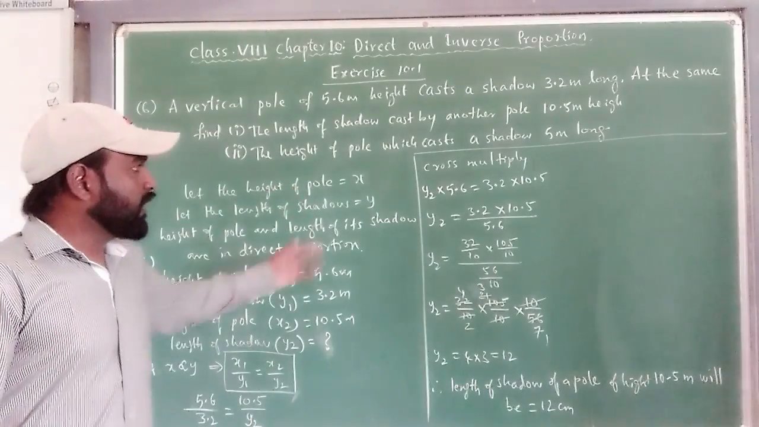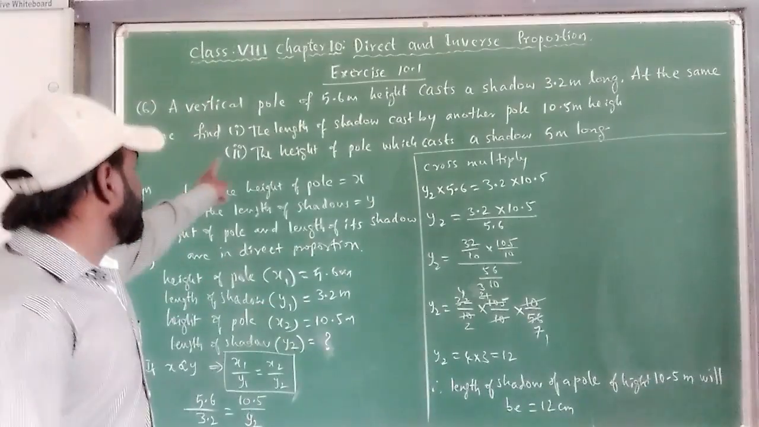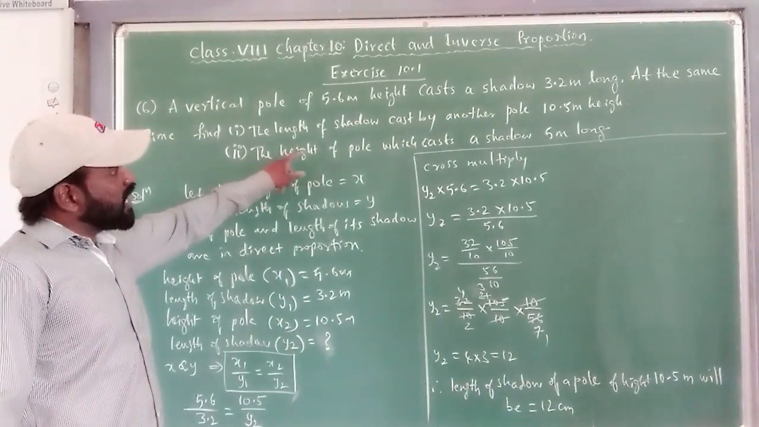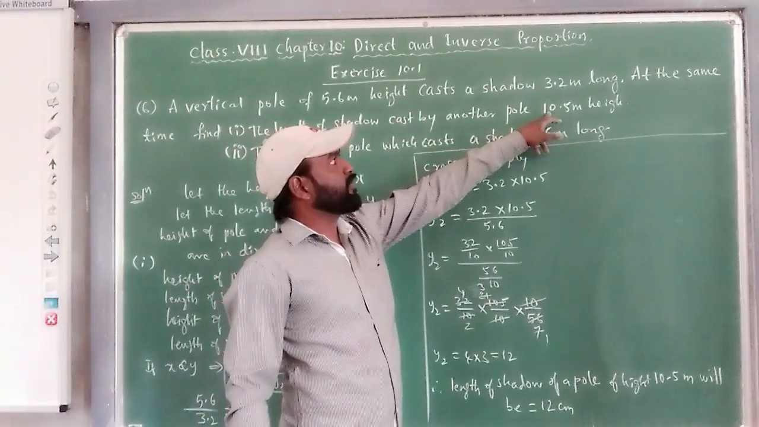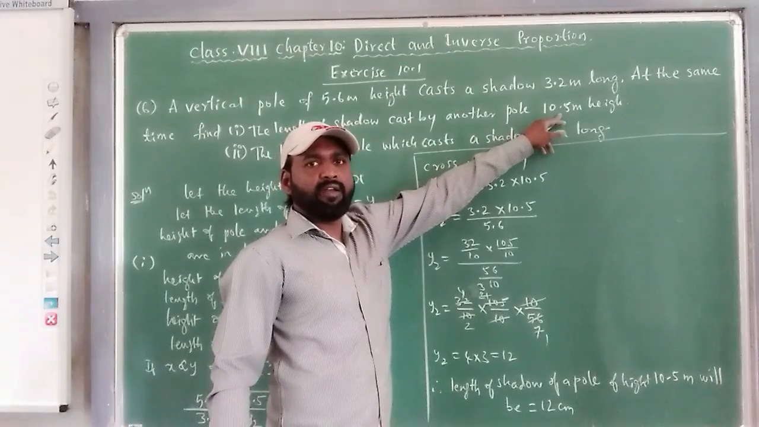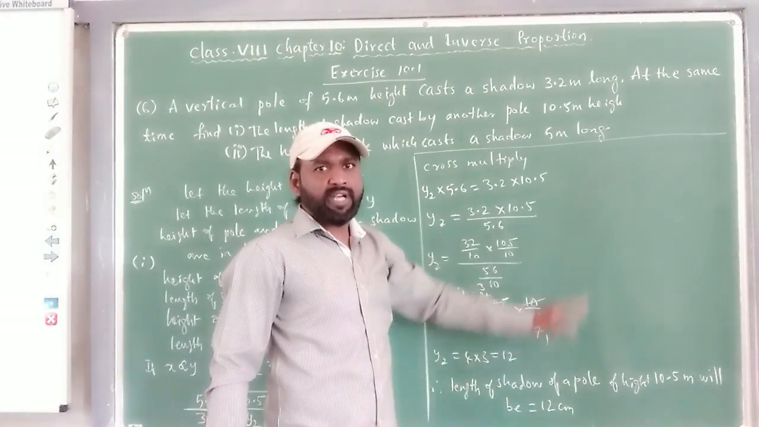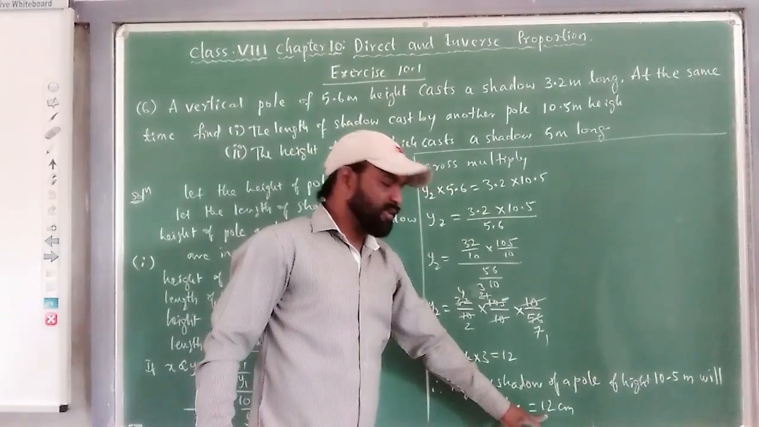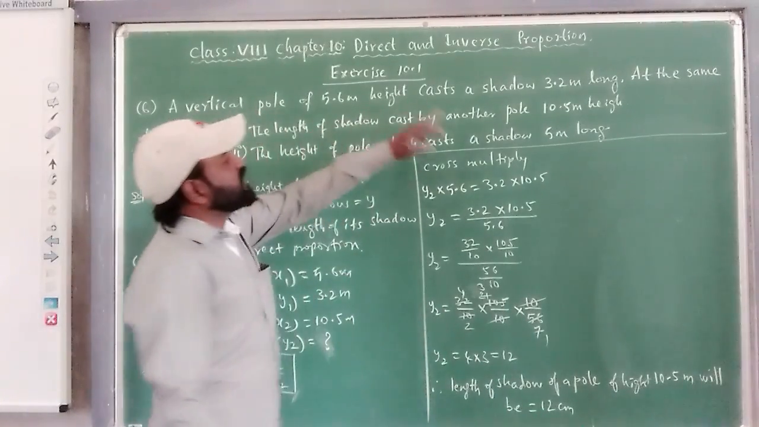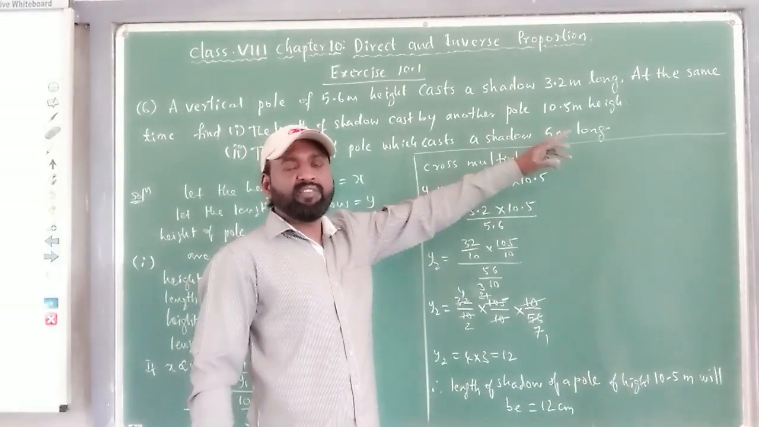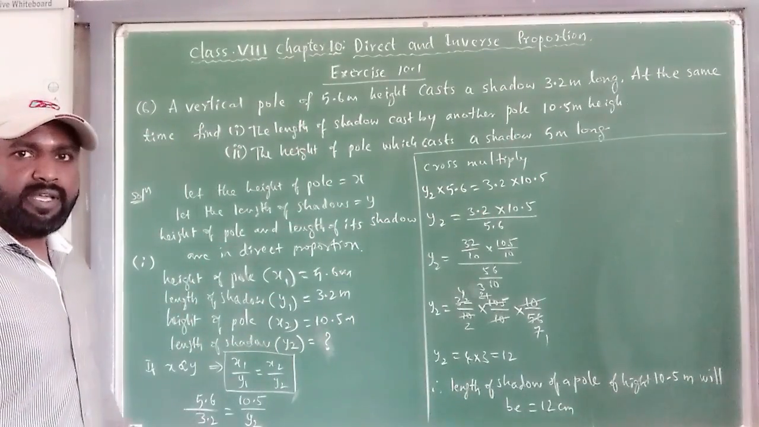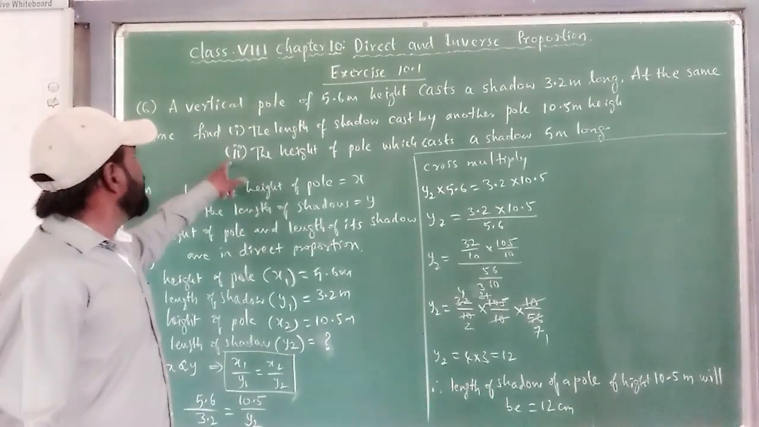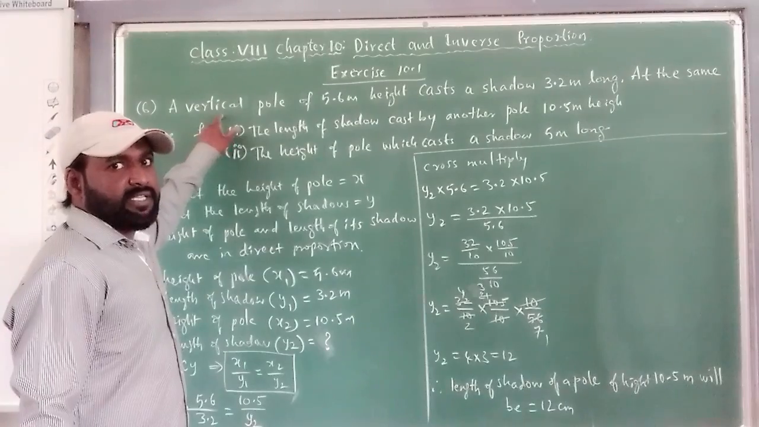Hope you understood how to solve this. Again, one more part is there. We have to find the height of the pole this time. In the first one, the height of the pole is given as 10.5 meters, and we calculated the length of the shadow cast as 12 meters. Now the length of the shadow is given as 5 meters. Then what will be the height of the pole? Let us move on to the second part of the same question number 6.